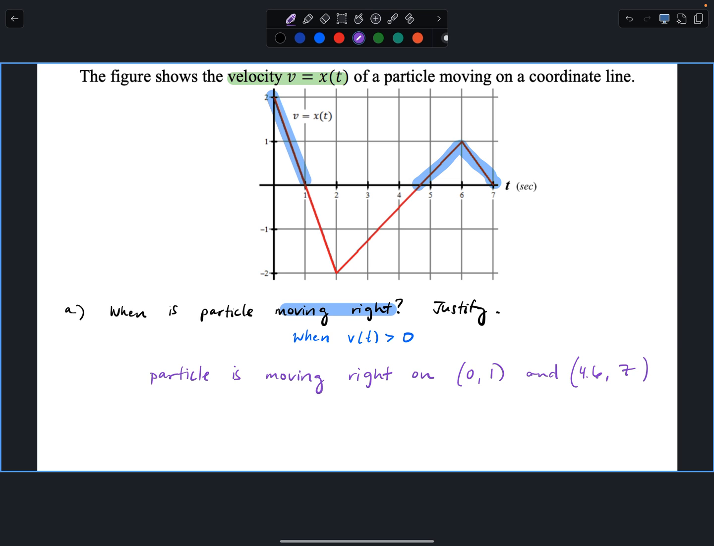Now it says justify. You guys are AP students. You guys must write complete sentences because the velocity is positive. So like if this was an FRQ, this would be a point and then this would be a point because your justification shows you know what you're talking about, and of course the answer shows you know what you're talking about.